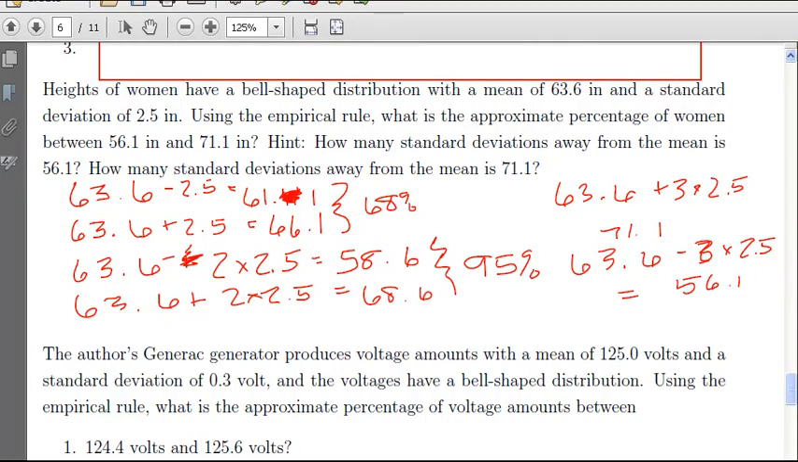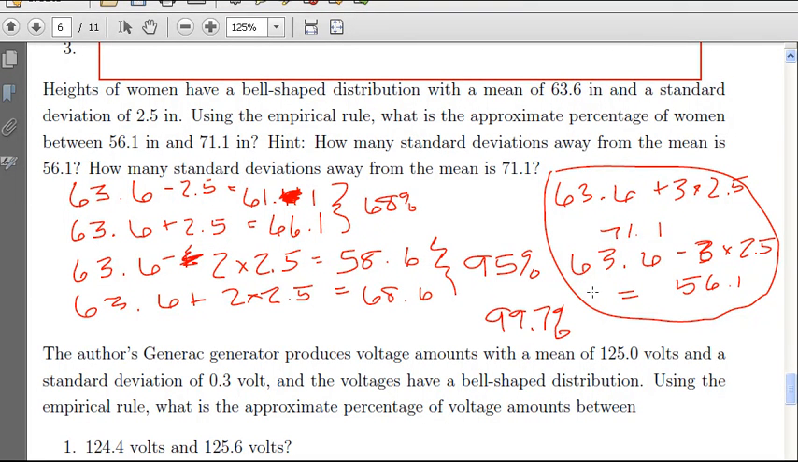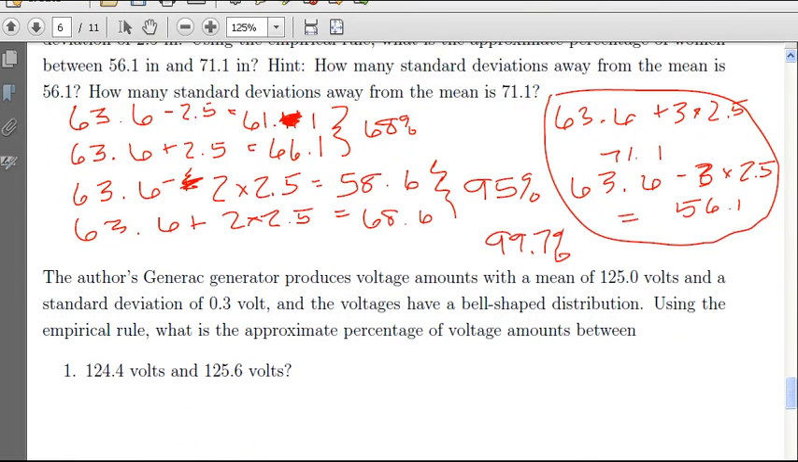Hi, back again to finish up lesson 3. In the previous video we worked through an example where we were looking at heights of women and were asked how many standard deviations away 56.1 to 71.1 was. We found it was 3 standard deviations away, which corresponds to 99.7%. So 99.7% was the answer we were looking for.